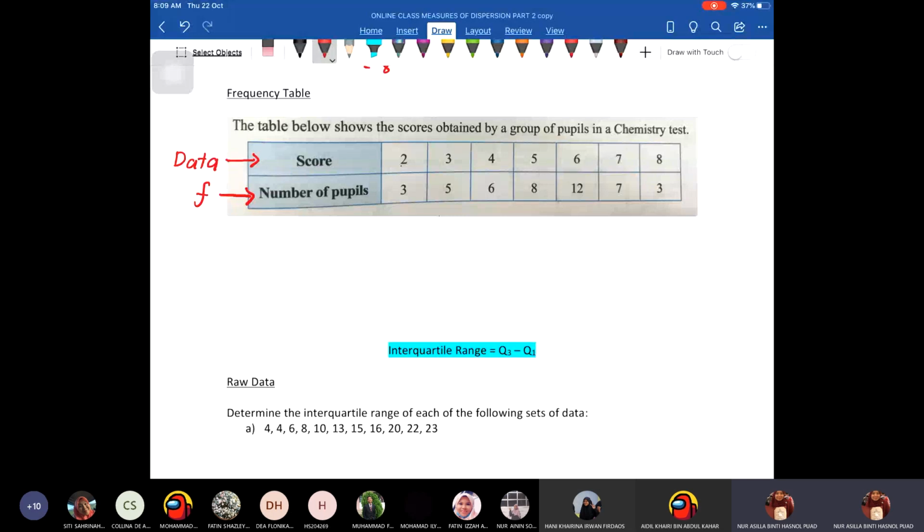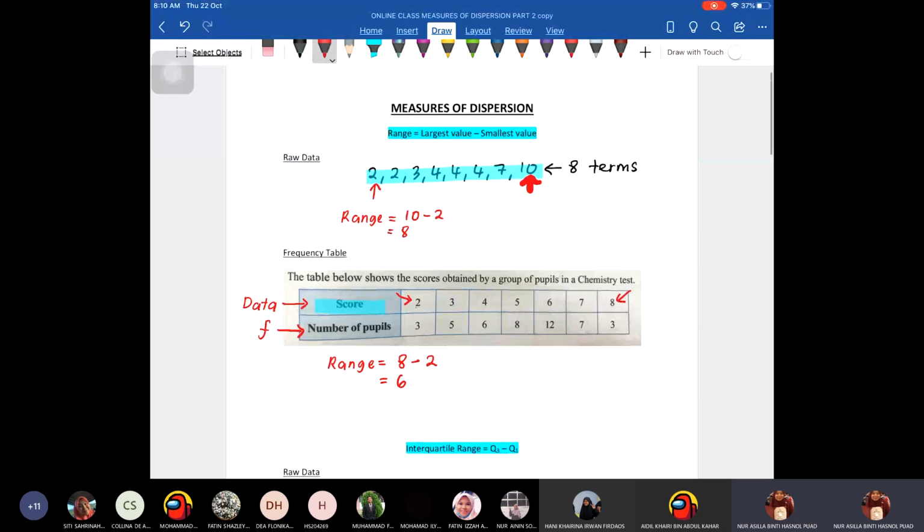Okay, jadi kita akan pilih among the data. So the highest data would be 8 and the smallest one is 2. So range, as simple as that, the largest value is 8. You minus the smallest value which is 2. So you will get 6. Okay. So that is easy. That's it. Easy, very easy. So this one, saya rasa in exam will only give you 1 mark kot rasanya.